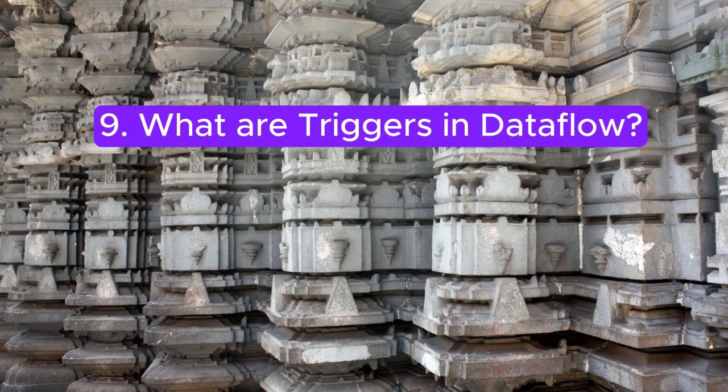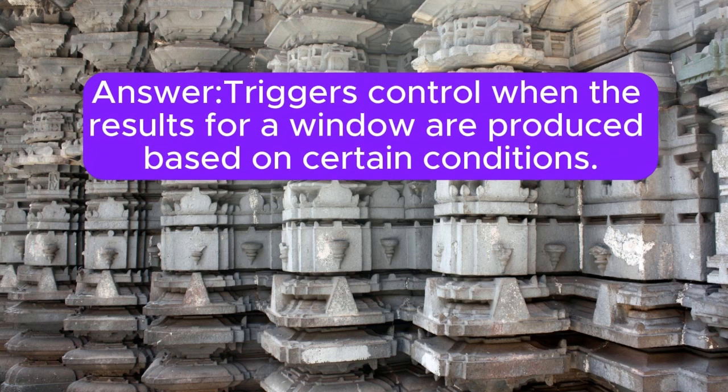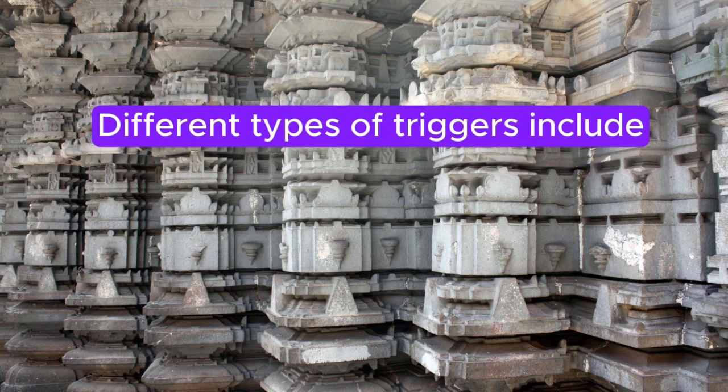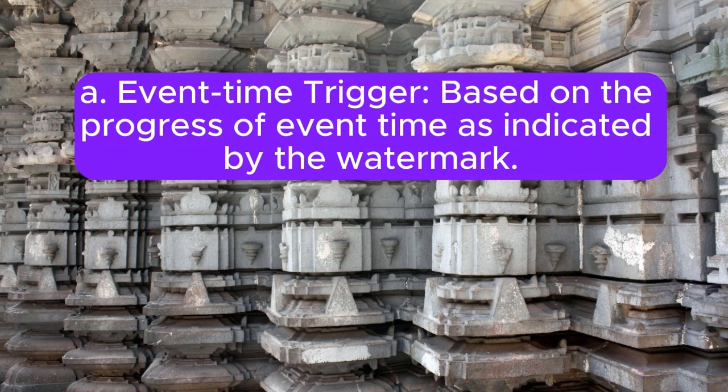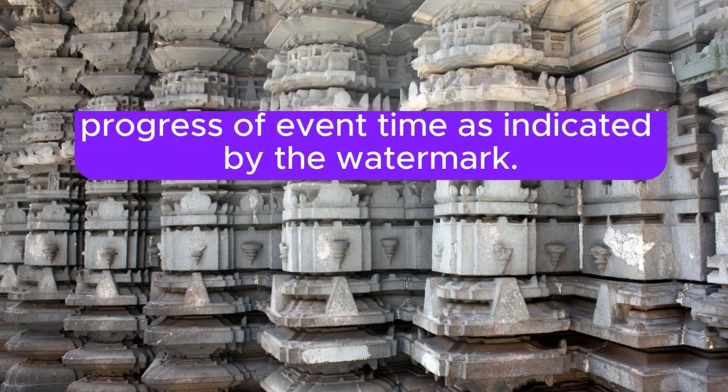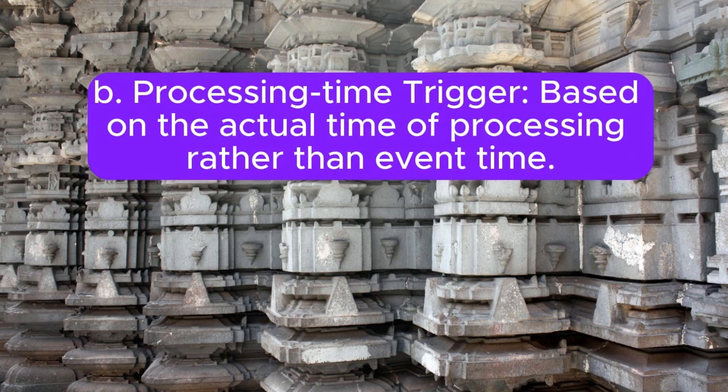9. What are triggers in Dataflow? Answer: Triggers control when the results for a window are produced based on certain conditions. Different types of triggers include: A. Event time trigger, based on the progress of event time as indicated by the watermark. B. Processing time trigger, based on the actual time of processing rather than event time.